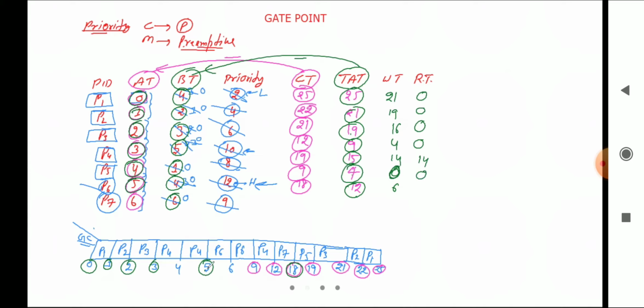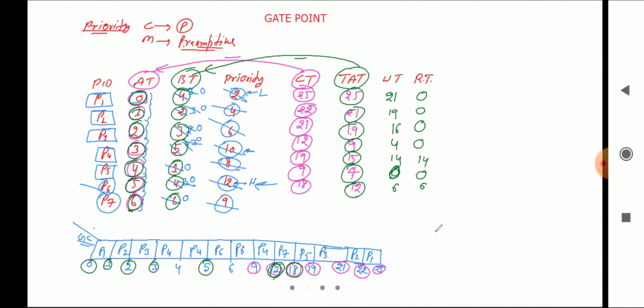Next P7, P7 first time getting response at this place. Okay, so it is 12 minus its arrival time, so 12 minus 6 is 6. So this is the response time. So everything we have found out.